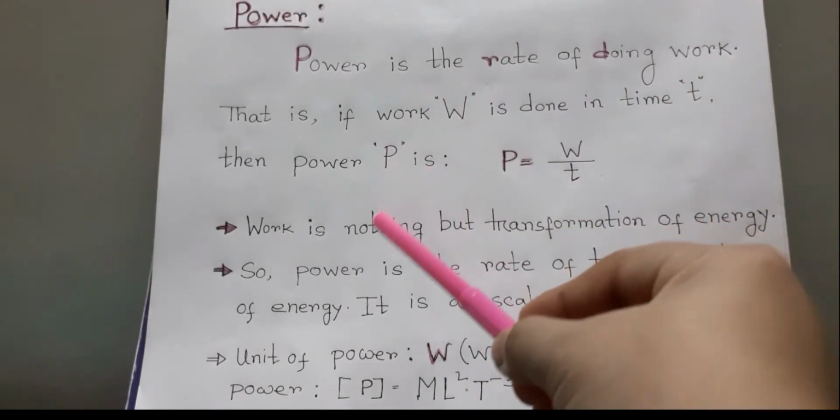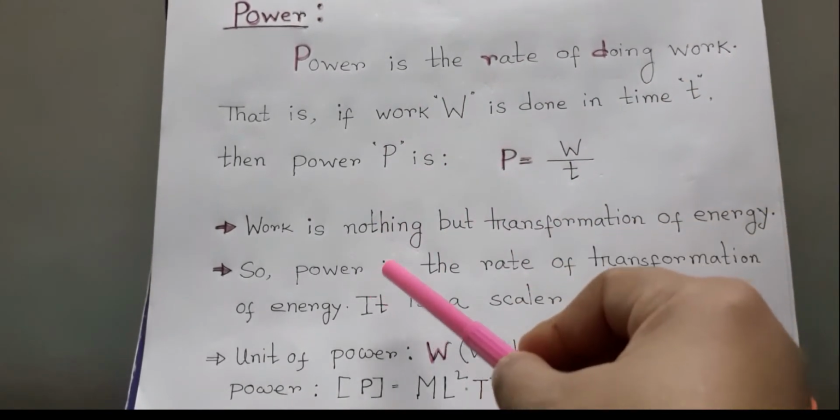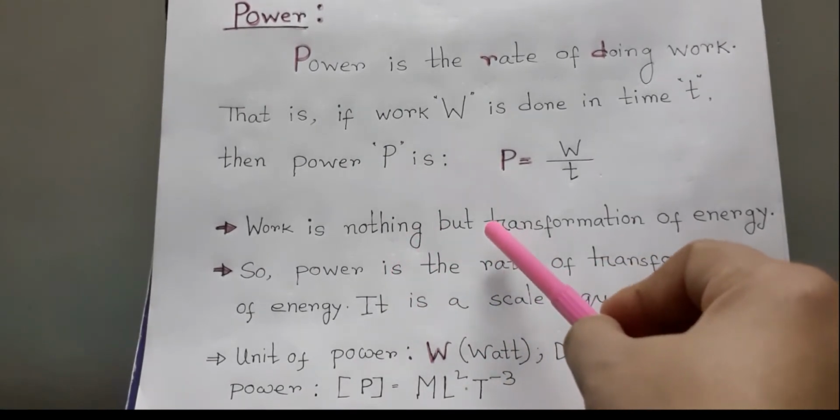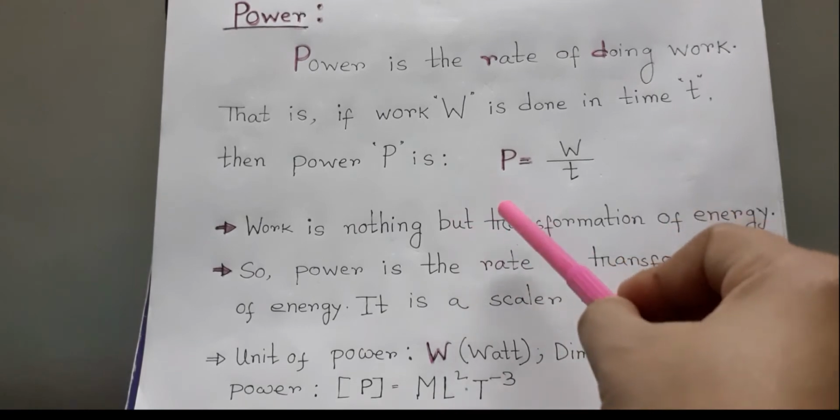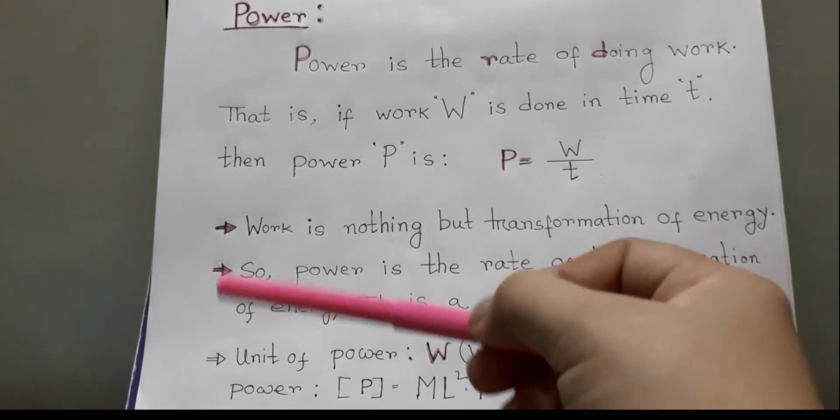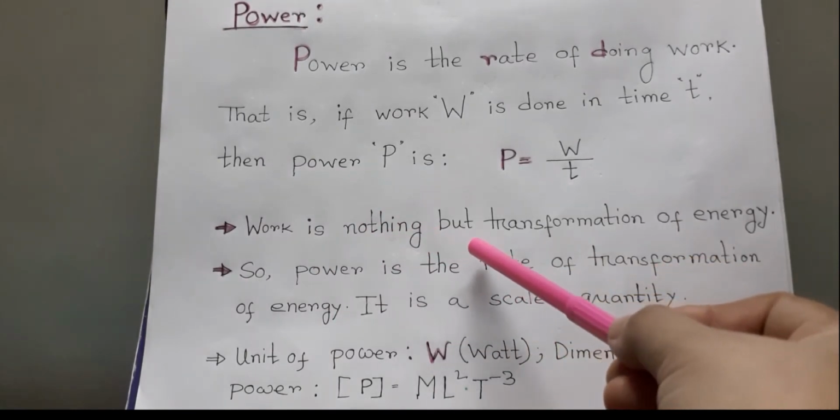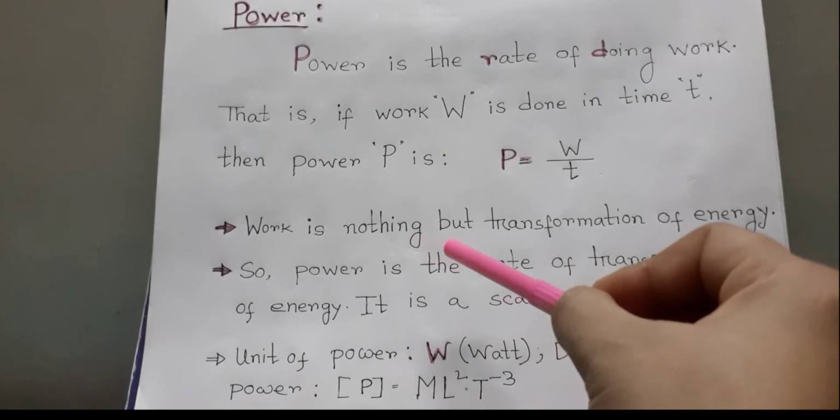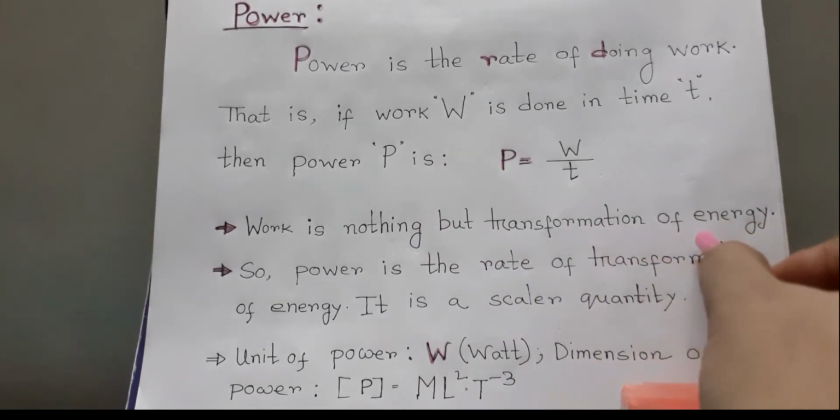So, come to this point, transformation of energy. If force is applied on an object, that means the object has some potential energy, and due to the force the object starts to move. That means potential energy transforms into kinetic energy. So we can say that work is the transformation of energy.